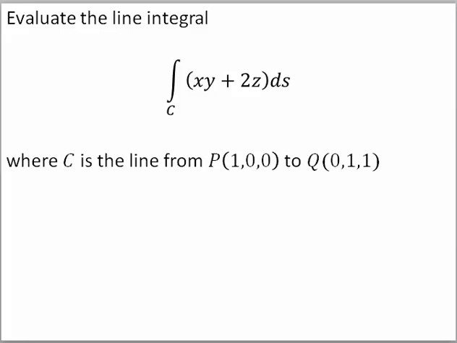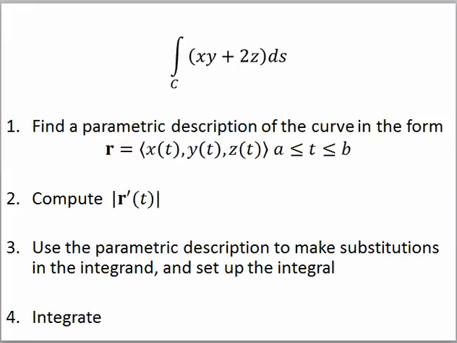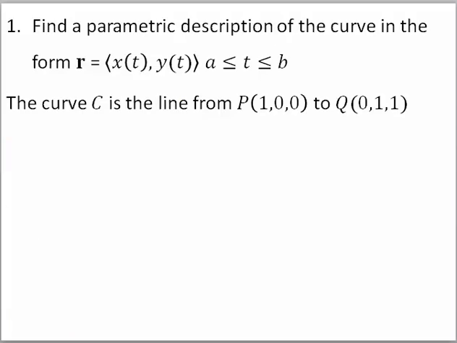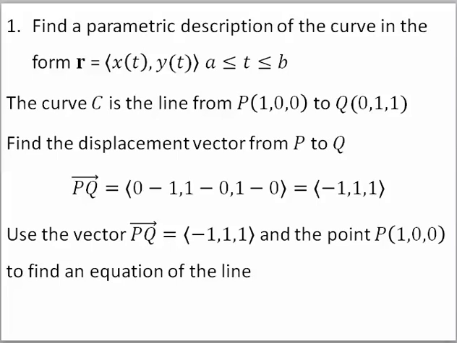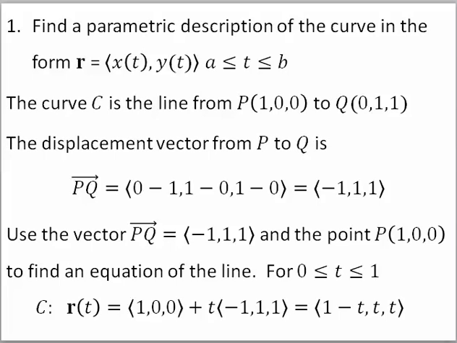Let's evaluate this line integral where c is the line from P to Q. As before, we need to find a parametric description of the curve. Now, the curve is the line from P to Q. We need to have a parametric description of that line. First, we find the displacement vector from P to Q. Then we use the displacement vector and the point to find an equation of the line. And so here's our parameterization.